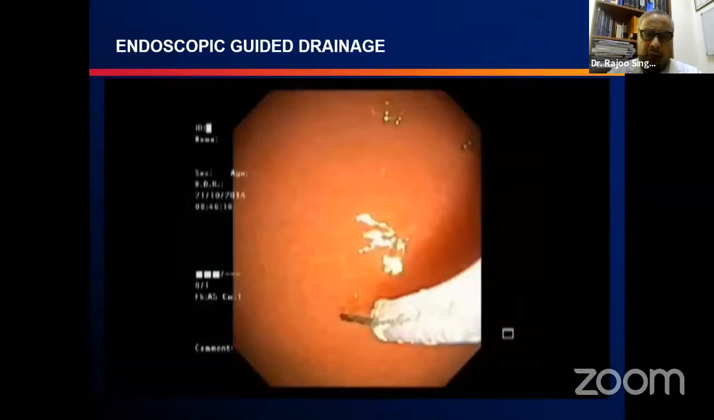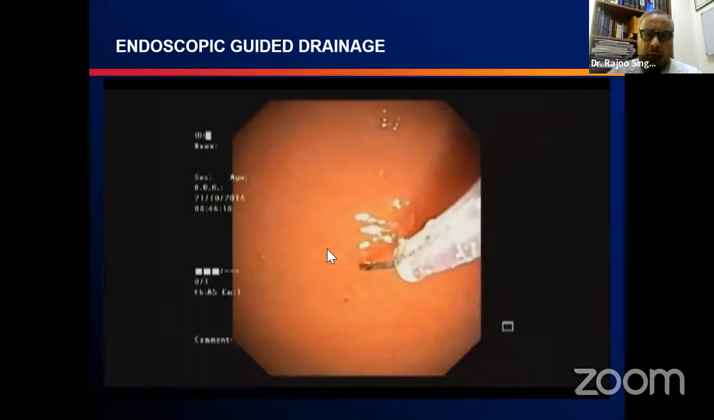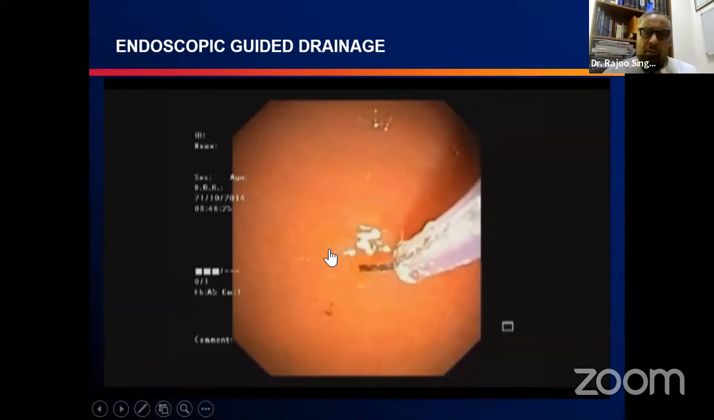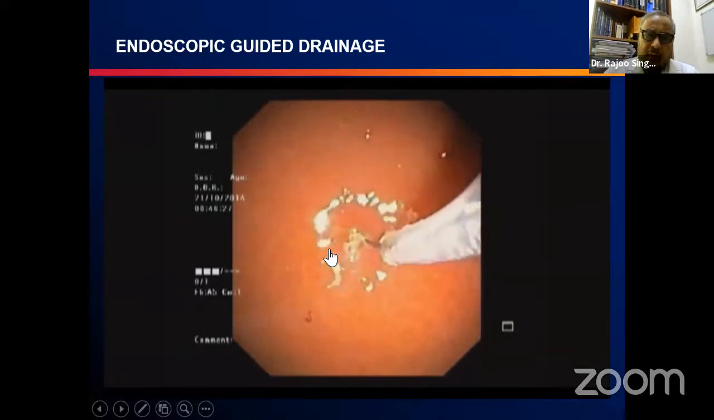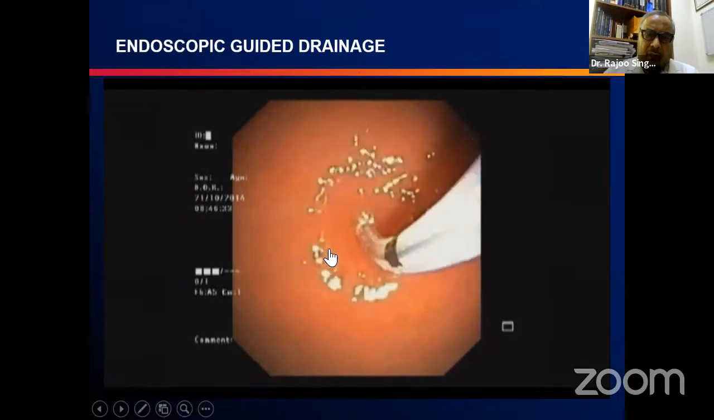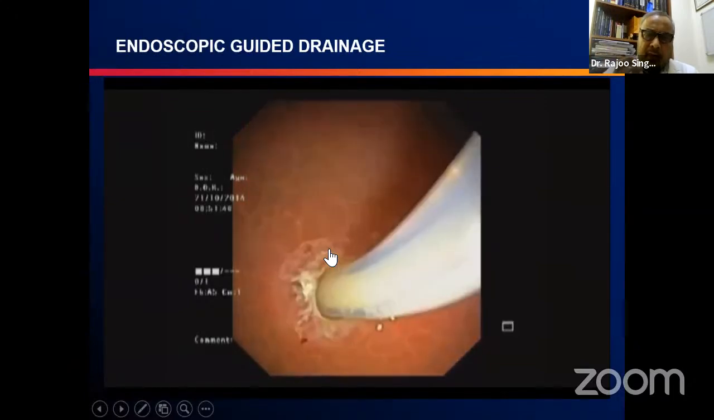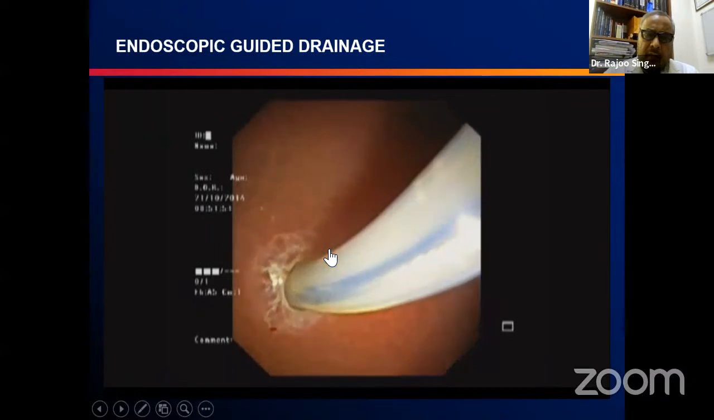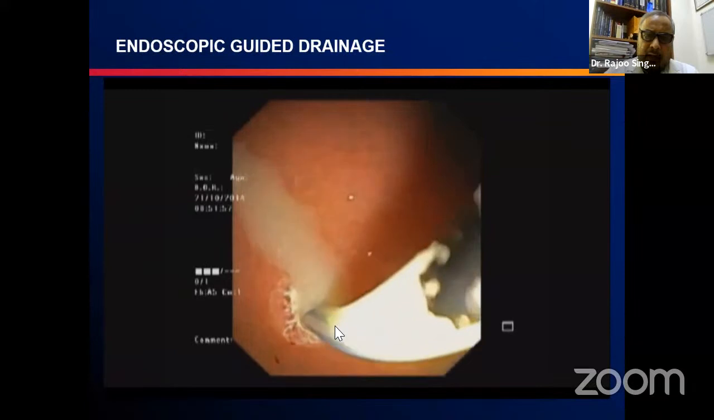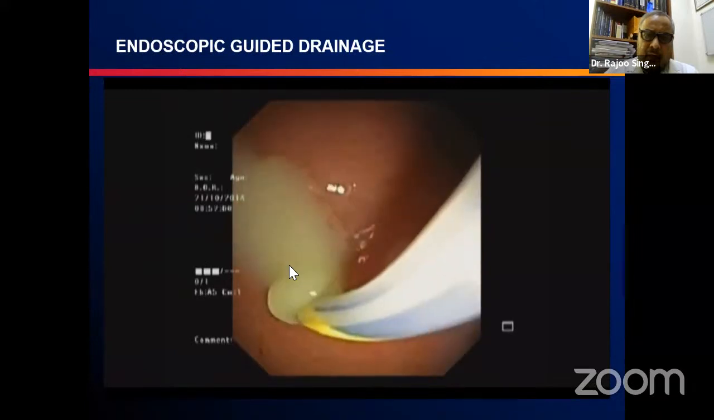This is a small video which I'll be playing, with a needle knife. This is how you take a needle knife to the most prominent portion of the cyst. You make a cut, and as soon as you make a cut, you will realize that a gush of fluid will come out. Then you push in a guide wire through this. This is the guide wire going in. You can see that yellowish guide wire. This is the fluid coming out already.